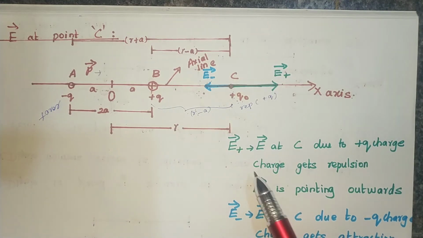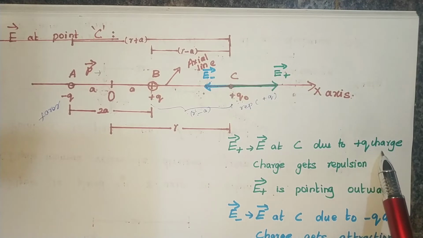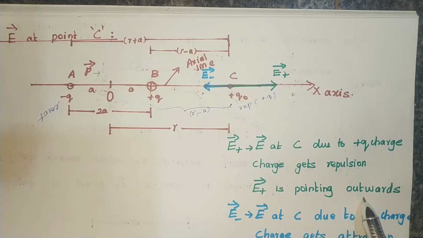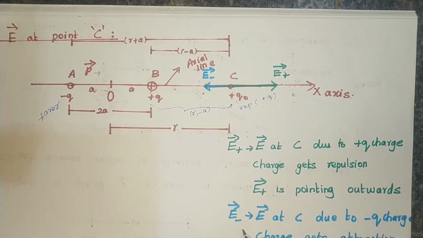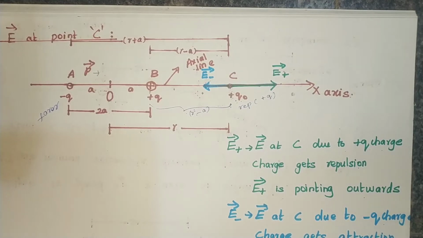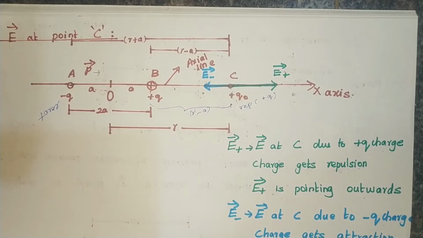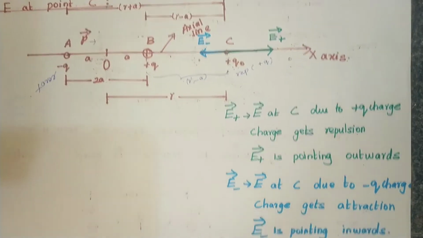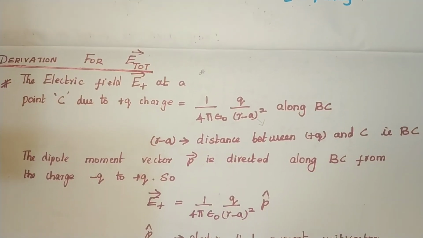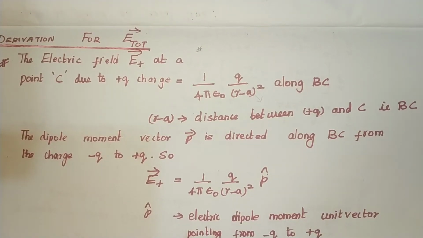Okay? இங்கே பாருங்க, E plus vector at C due to plus q charge gets repulsion and E plus vector is pointing outwards. And E minus vector at C due to minus q charge gets attraction and E minus vector is pointing inwards. இப்போ நம்ம E total vector at point C என்ன இருக்கும் என்பதை கண்டுபிடிக்க போகிறோம். We are going to find a derivation. Okay?